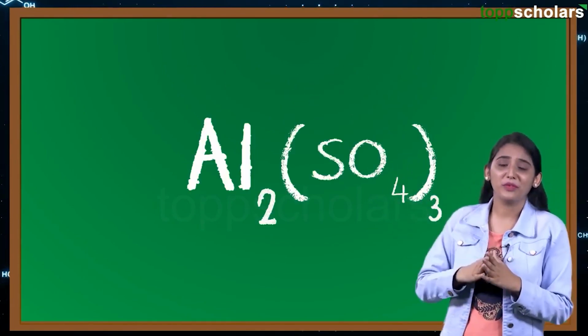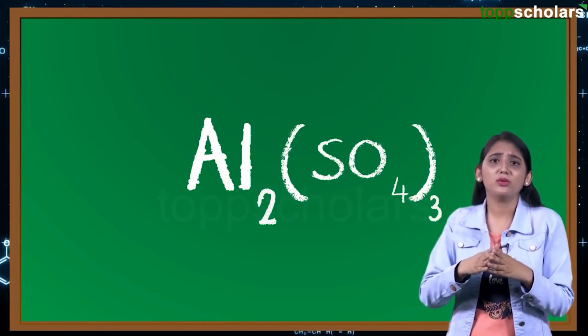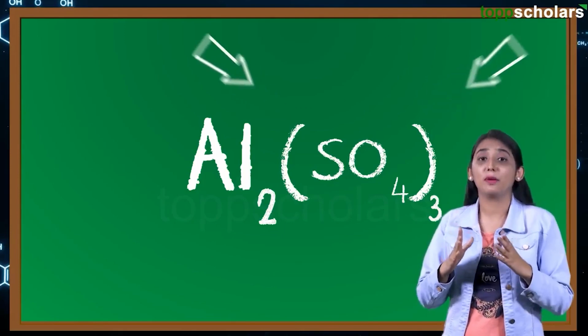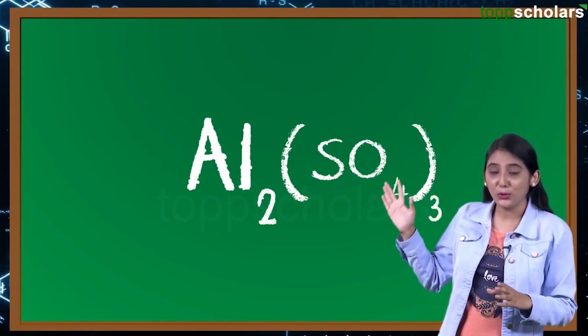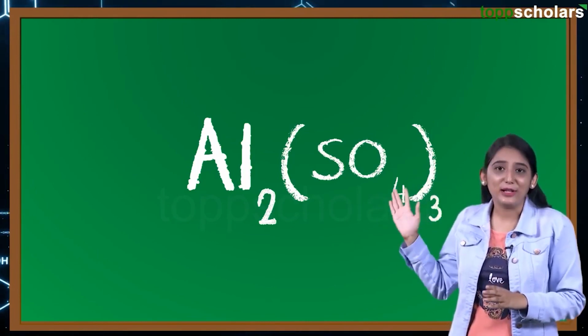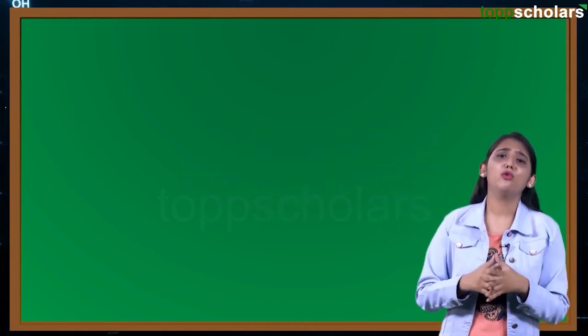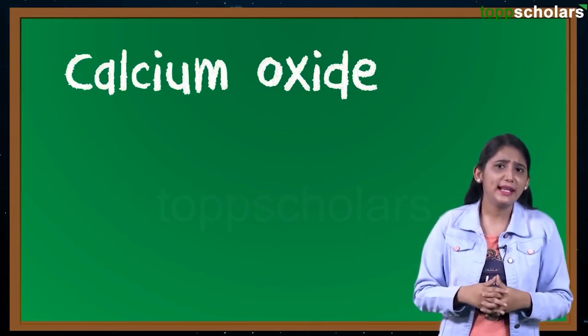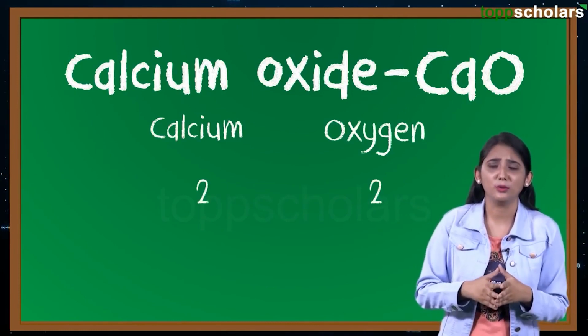Al2SO4 3. Now if you come across such a situation, you need to simply put a round bracket like this and not multiply the number. So the formula becomes Al2(SO4)3.